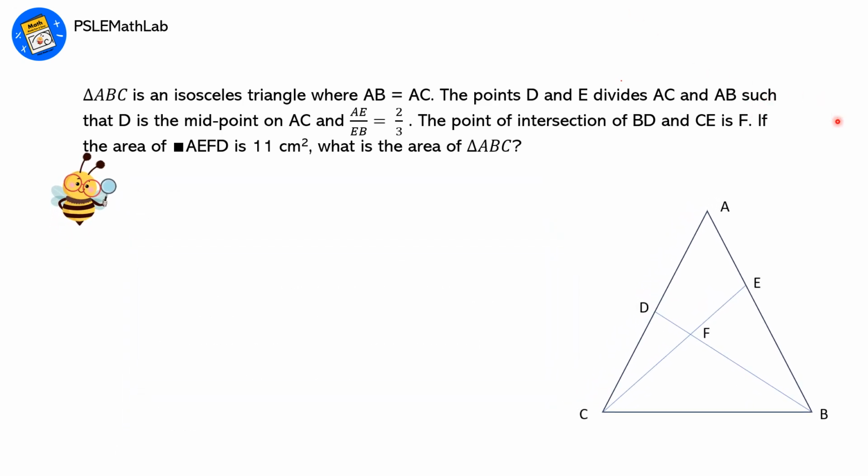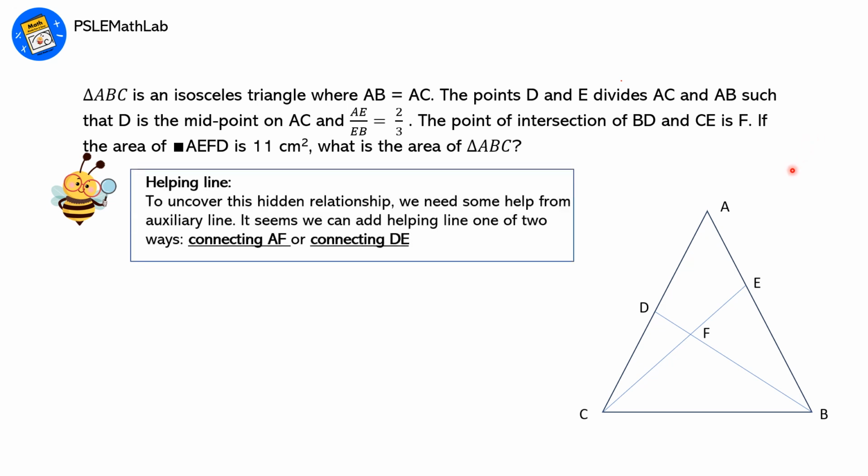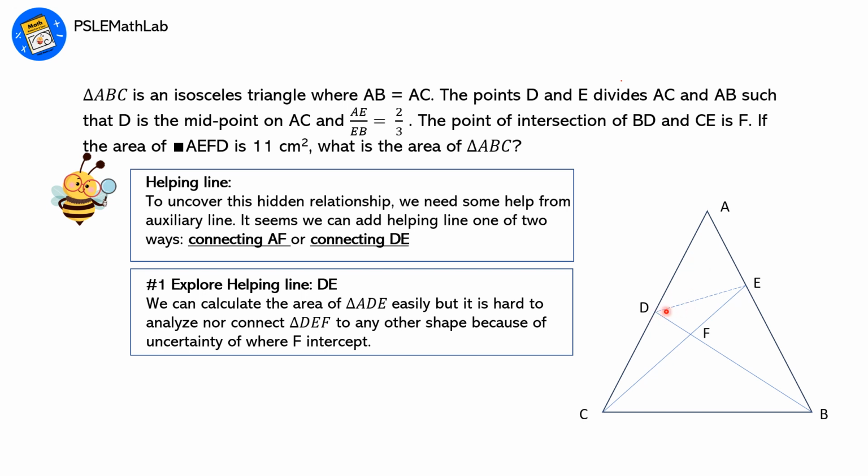Since we're having difficulty with the irregular shape AEFD, why don't we try to break it up? This is when we need some help from drawing additional auxiliary lines. We can connect either AF or DE. Both methods will break the irregular shape into two smaller triangles. So let's start with the helping line DE.